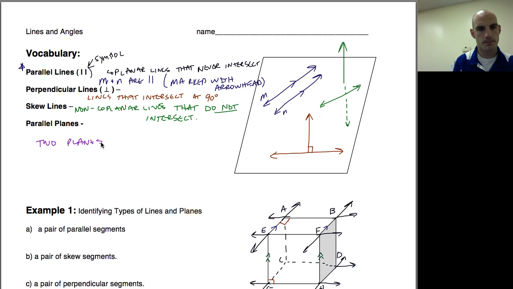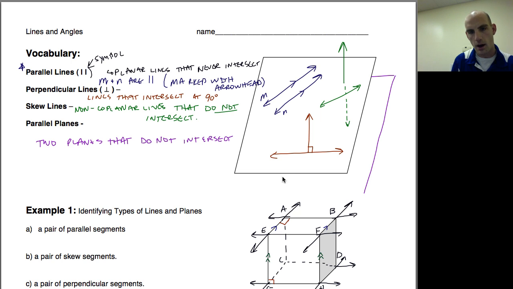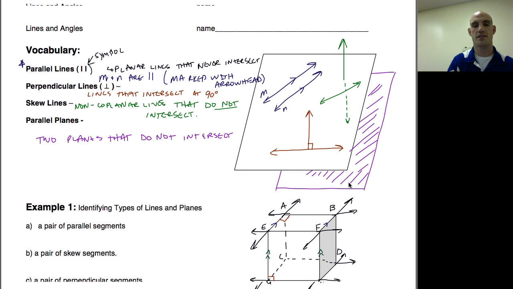Parallel planes. Two planes that do not intersect. So I'll just draw a plane behind here, and you can see that they don't intersect. It'd be kind of like this. So you've got two planes here, and they're not going to intersect. No matter which way I turn them, they run parallel, they don't intersect. Sometimes when we draw these planes underneath, we do a little bit of shading to show which one is behind. Let's do an example.